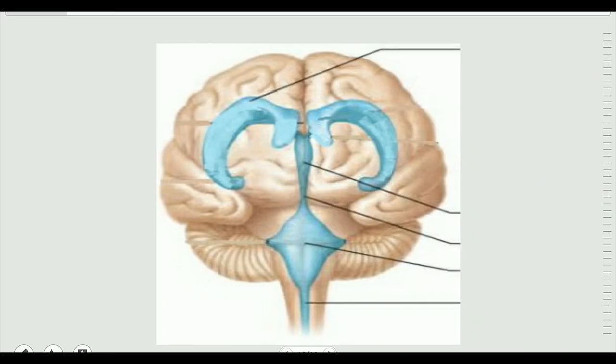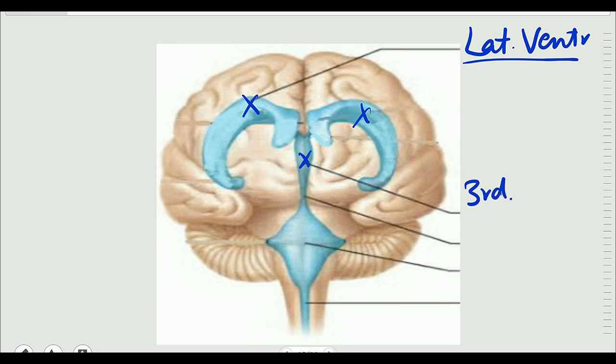Now look at the diagram of the adult brain, having the parts of the ventricular system in different parts of the brain. These are the lateral ventricles, two lateral ventricles, and two cerebral hemispheres, that is the telencephalon. This one here is the third ventricle, that is the cavity of the diencephalon. This is the cerebral aqueduct, which is the cavity of the midbrain, mesencephalon.